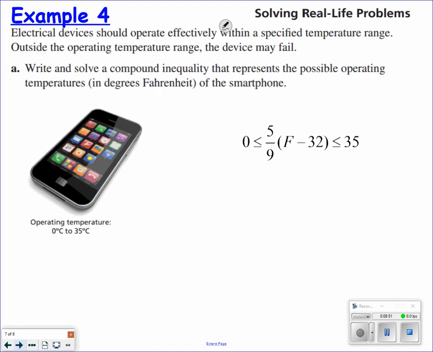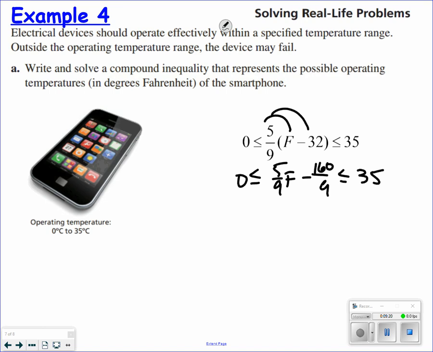Word problem. Electronic devices should operate effectively within the specified temperature range. Outside that range, the device may fail. So some of you may have had an iPhone before and put it out in the sun and it'll automatically shut down when it gets too hot. So now I'm going to solve this. I'm going to distribute. So 5/9 F minus 160/9. So again, this isn't a very friendly situation.